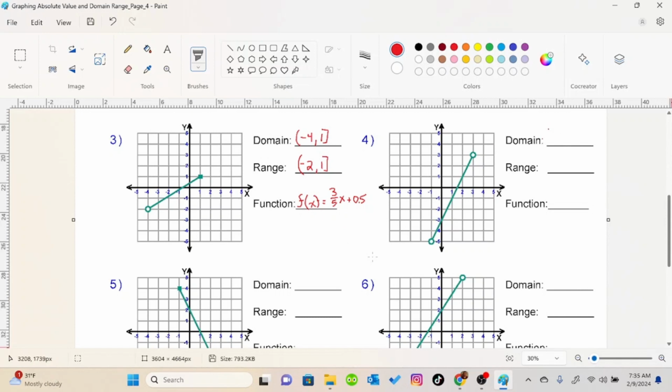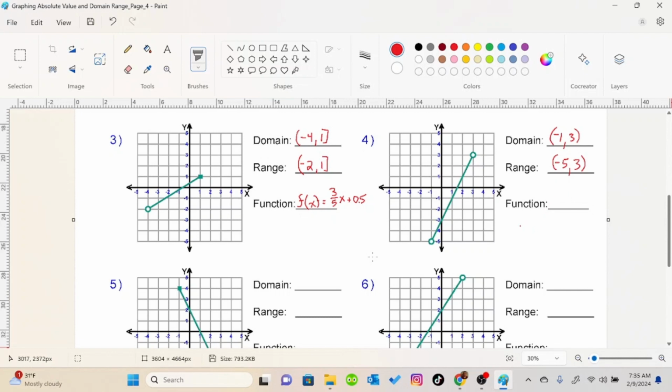Number 4. The domain starts at x equals -1, not included because of the empty point, and it goes until x equals 3, not included because of the empty point. The range begins at y equals -5, not included because of the empty point, and goes until y equals 3, not included because of the empty point.